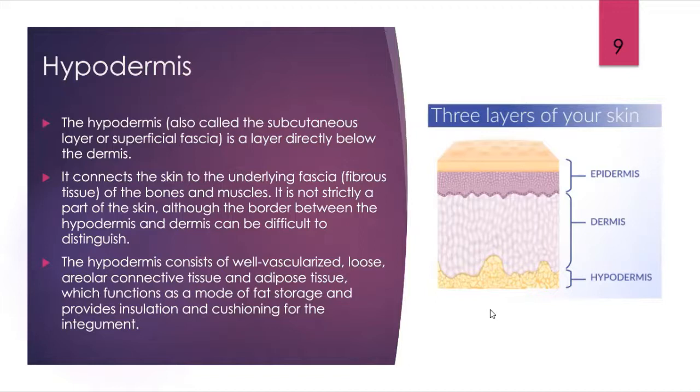However, because the border between the hypodermis and the dermis can be difficult to distinguish, we have to highlight the importance of the hypodermis. The hypodermis is well vascularized, and it is made of loose areolar connective tissue, which insulates the skin. So it is also responsible for insulation, keeping the heat inside the body. It also has a cushioning effect, which absorbs external forces and protects the body against them.